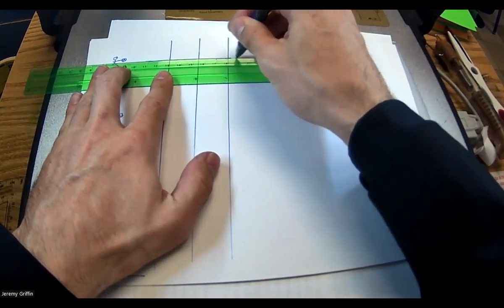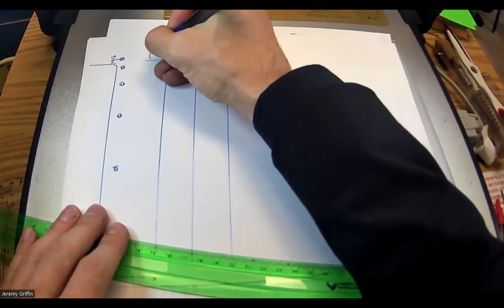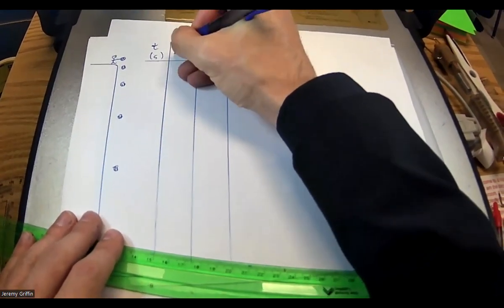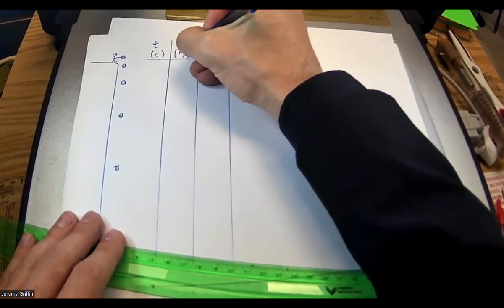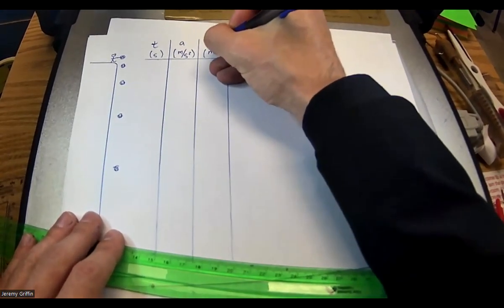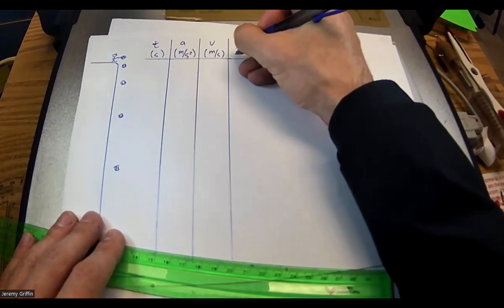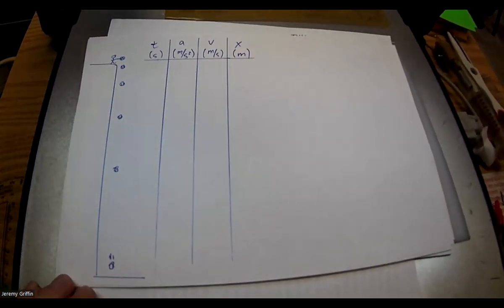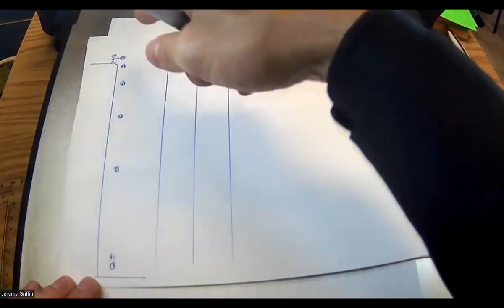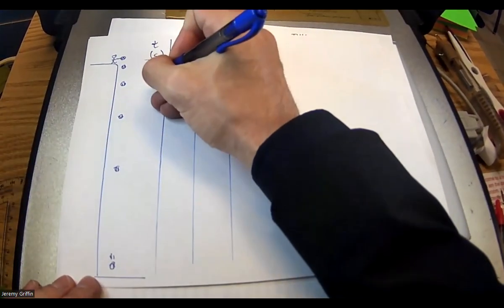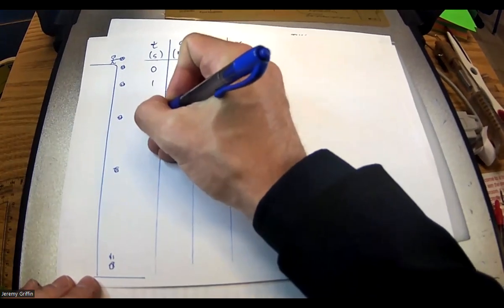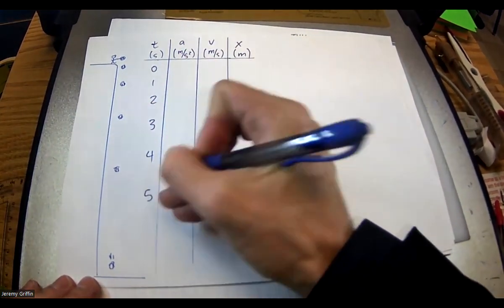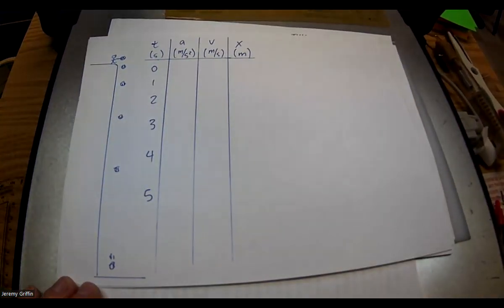But we're gonna say how much time has passed in seconds, acceleration in meters per second squared, what's the velocity in meters per second, and finally displacement, how far has the ball fallen in meters? Right? Oh, well, I told you the times already, so we're gonna go 0 seconds, 1 second, 2 seconds, 3 seconds, 4 seconds, and 5 seconds. Tick, tick, tick.